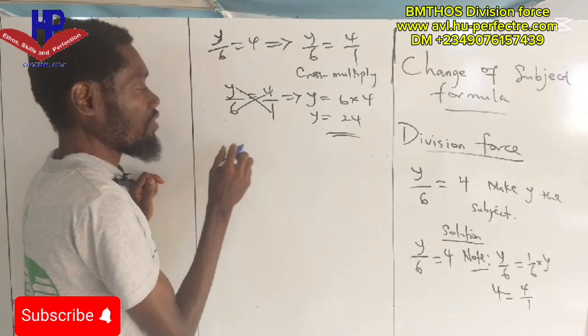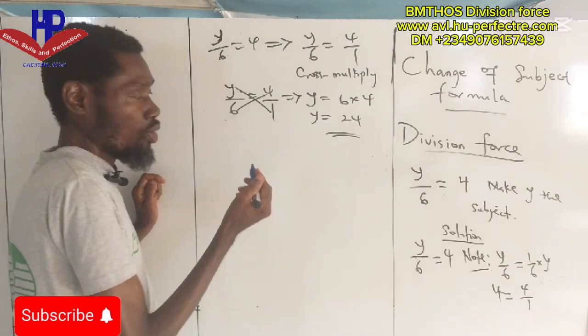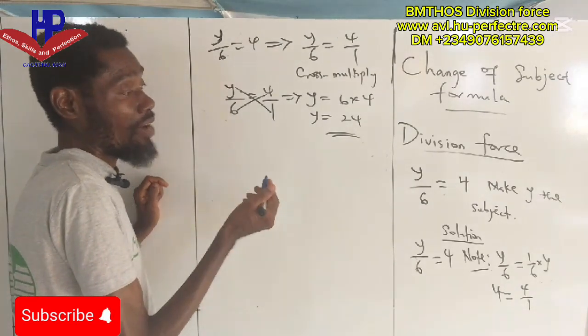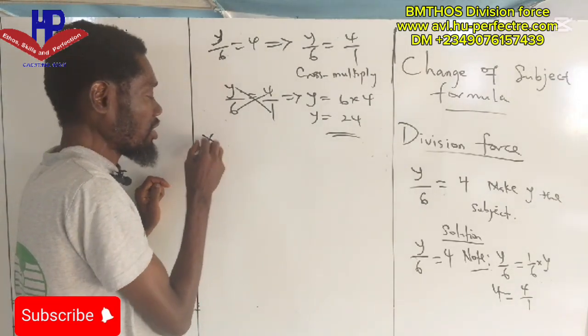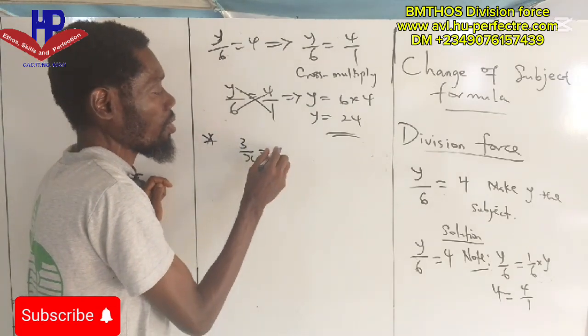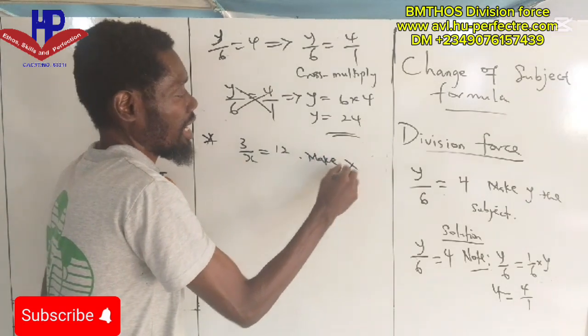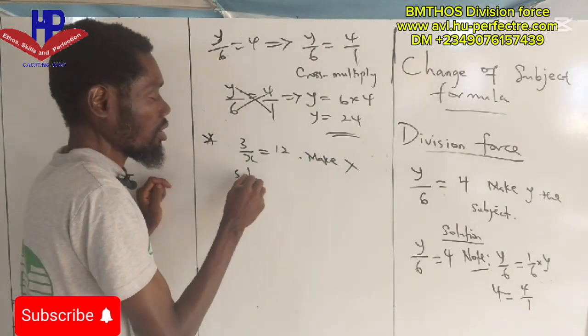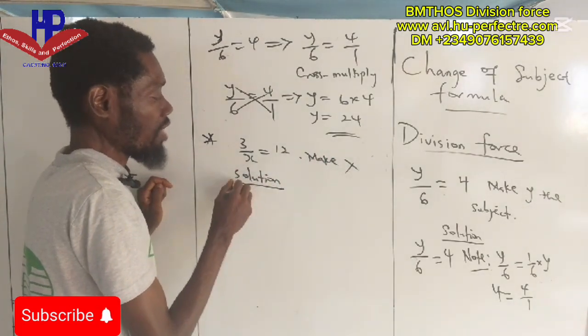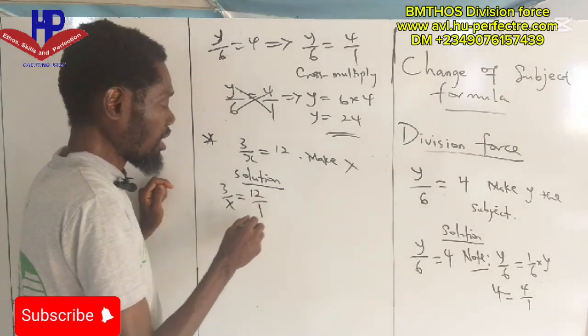So what if the number is up? Somebody wants to ask, what if the number is up and the letter is down? It's the same thing. Let's see, for example, you have 3 over x is equal to 12. They said make x the subject. Solution. Express your 12 as a fraction. 3 over x is equal to 12 over 1.